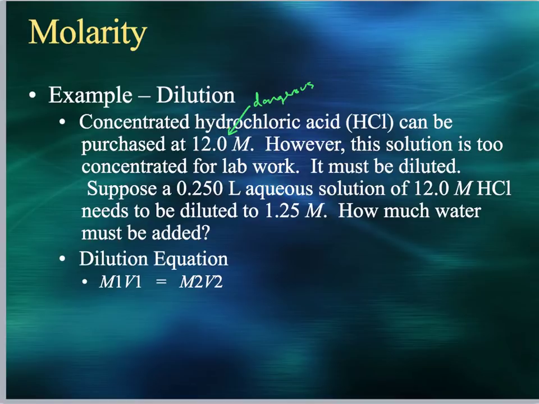It must be diluted. So suppose a 0.250 liter aqueous solution of 12.0 molar HCl needs to be diluted to 1.25 molar. So we're trying to cut it down by quite a bit here, to the point where it's a little bit safer to work with, right? It's roughly 10 times less concentrated.